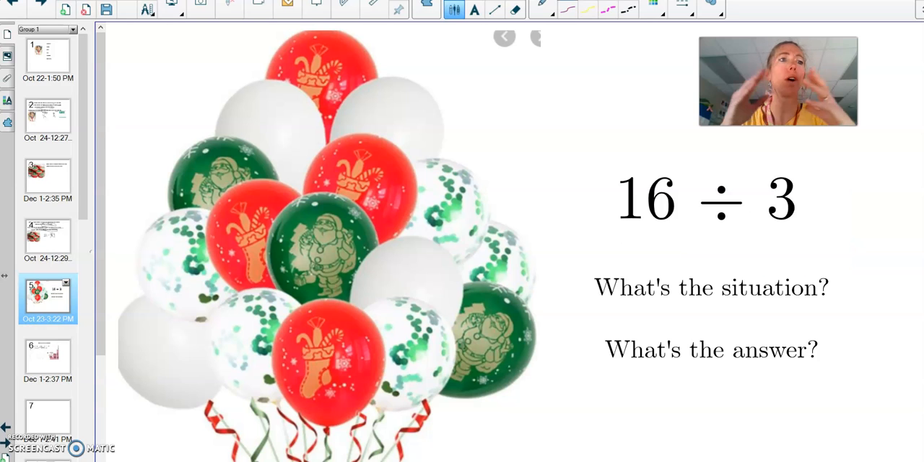Okay, so you could go ahead and try out this problem about balloons. There are 16 balloons there, and we're dividing them into 3. Like, what are we talking about? What's the situation? You can come up with one and try to figure that out, solve it, and figure out what you're going to do with that remainder.